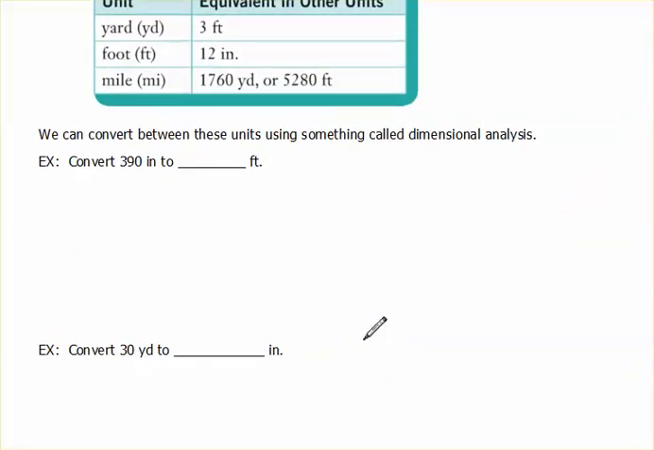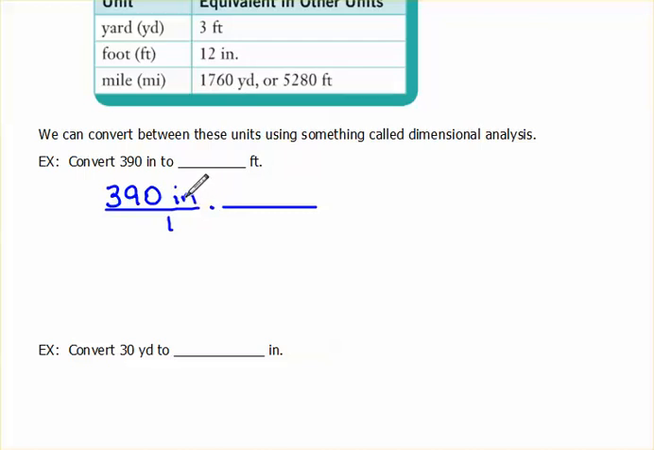Okay, first it says convert 390 inches into feet. Okay, so when we do dimensional analysis, we always start with what we're given. So I'm going to start with 390 inches and I'm going to put that over 1. Now, the key to dimensional analysis is you want to multiply by what's called a conversion factor, and that's these here, how things are related to each other.